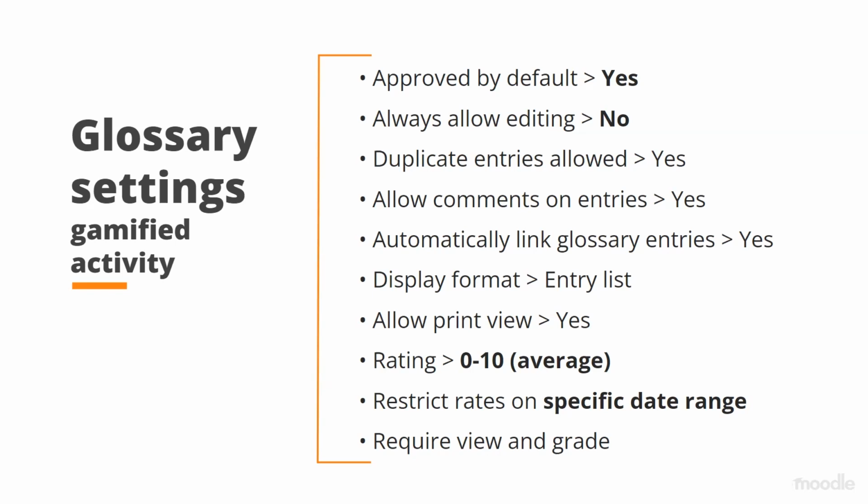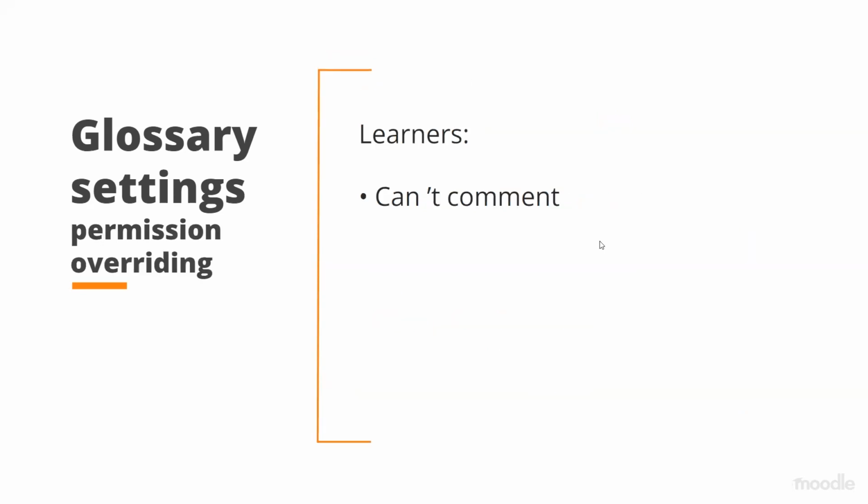In this example, the contributions don't need approval and entries cannot always be edited. Since we talk about summative assessment, the rating is set to a 0 to 10 scale with average aggregation. Rating is restricted to a specific date range. For this case, the permission that has been overridden is the comments, and learners have been forbidden from commenting.